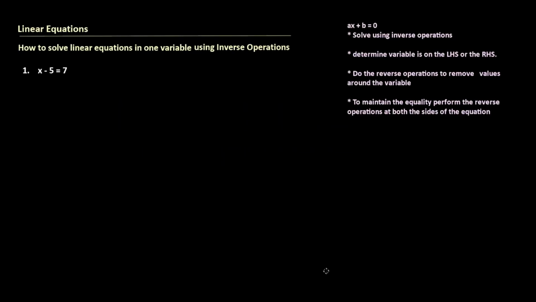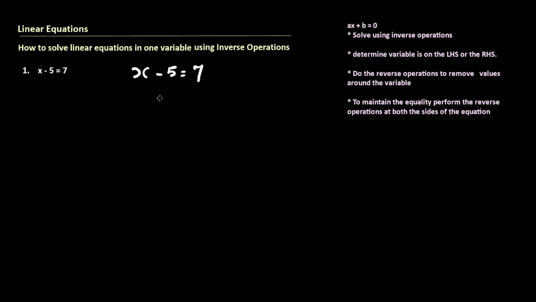We are going to see how to solve linear equations in one variable using inverse operations. Let's look at our first example: x minus 5 equals 7. Here we are going to eliminate the constant minus 5 from our equation.